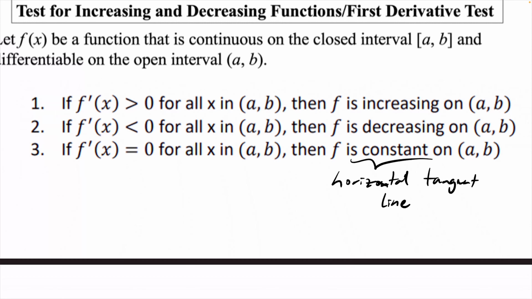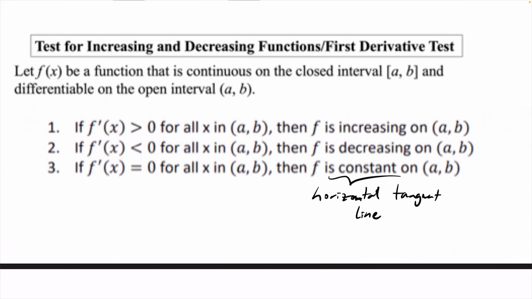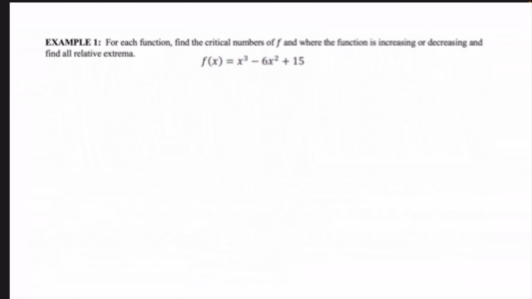Okay. So that's how we're going to do it. What we're going to use is what we call the first derivative test. The first derivative test tells us where the function is either increasing, decreasing, or constant. All right, that's how we're going to do it without a picture. So let's look at example number 1.